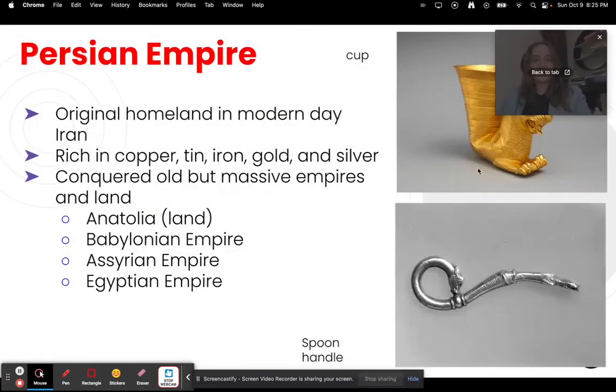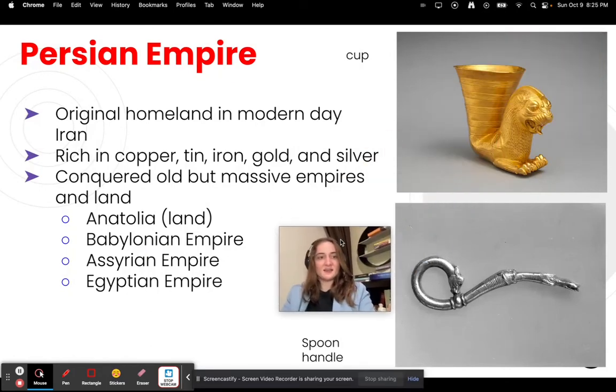All right, so the Persian Empire. Its original homeland is in what is modern day Iran. It is super rich in minerals such as copper, tin, iron, gold, and silver. Like I said before, you saw that massive land that it covered. The reason for that is because Persia conquered some massive empires, such as the Babylonian Empire, the Assyrian Empire, and the Egyptian Empire. So three huge empires all of a sudden fall, and they're under the control of the Persian Empire.